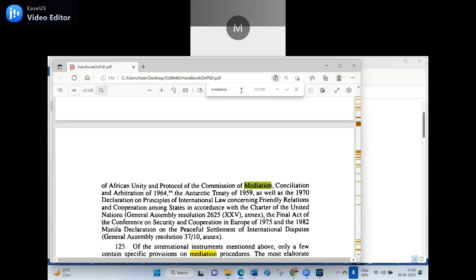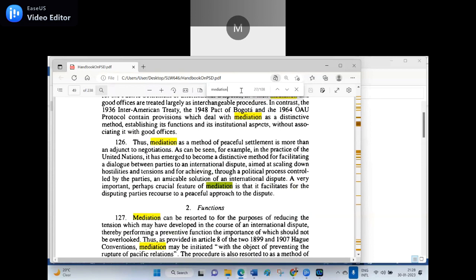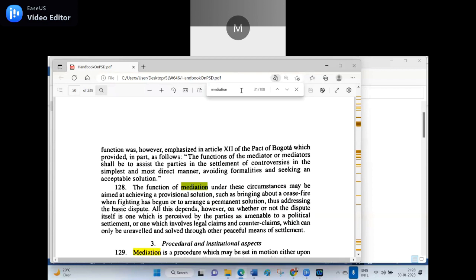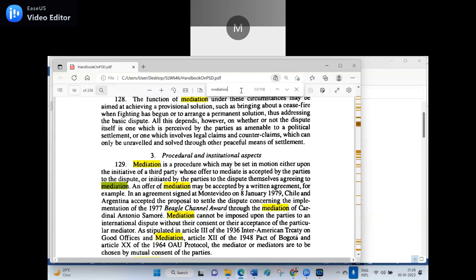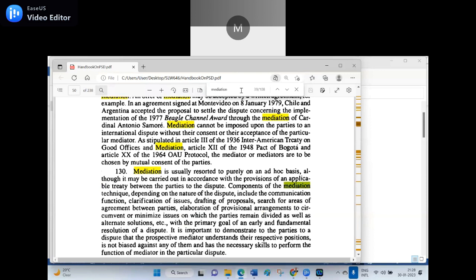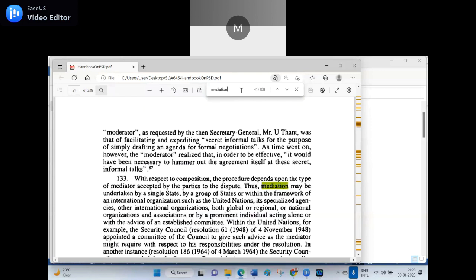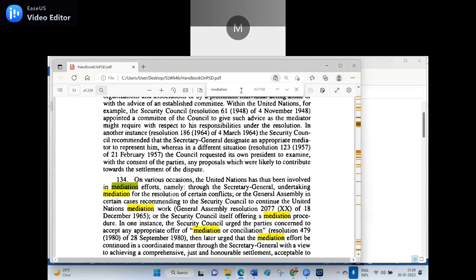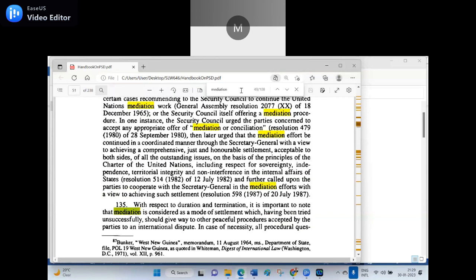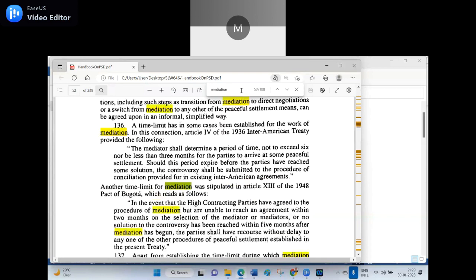So this is about mediation, but I have given it in a nutshell, all the things in a non-diplomatic way. This is the procedural and institutional aspect. Not that we are going to deal with the provisional institutional aspect, but we are going to deal with the non-litigation method of dispute settlement.